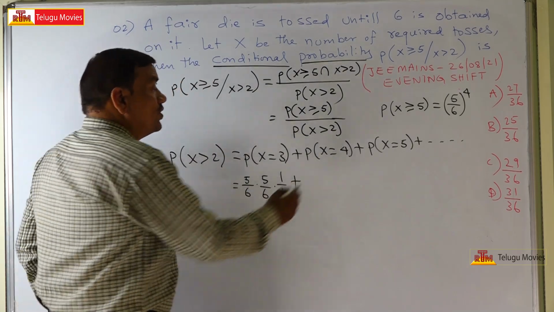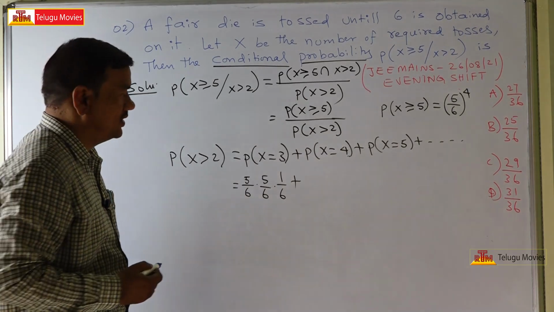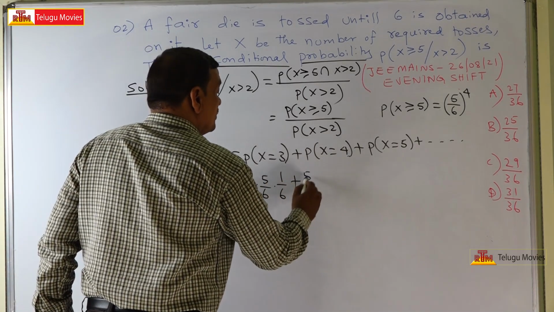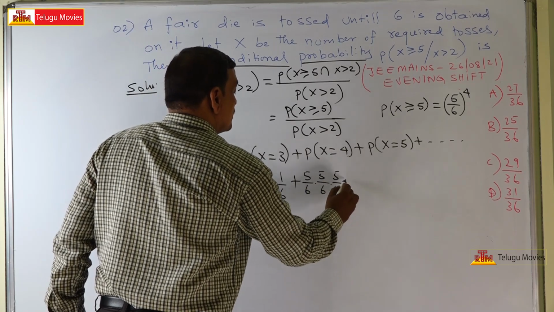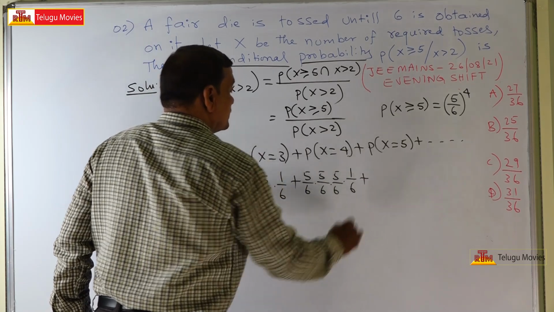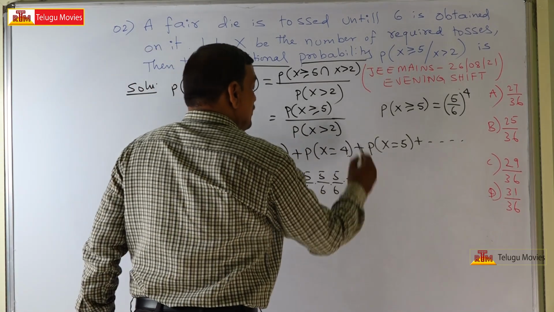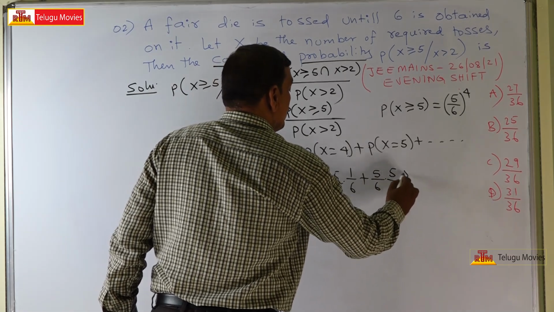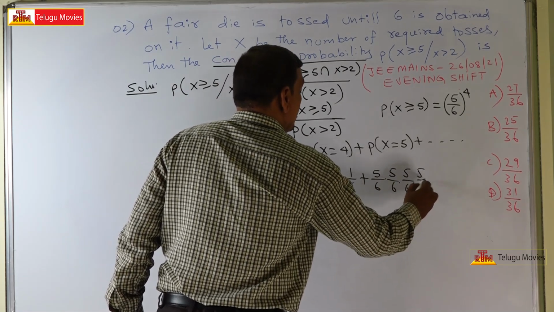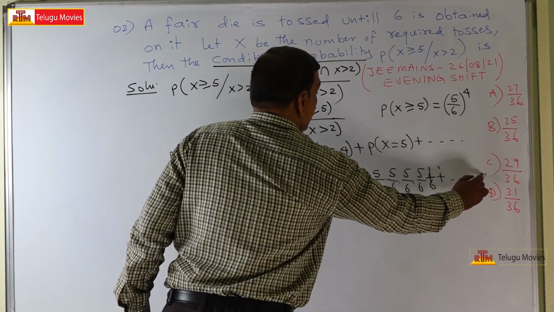So here, 4 tosses are required to get the number 6. So that means first 3 failed, that means 5 by 6, 5 by 6, 5 upon 6 into 1 by 6. Understand? So like that. So here 5 tosses means first 4 tosses are failed: failed, failed, failed, and this is success, plus so on to infinity.